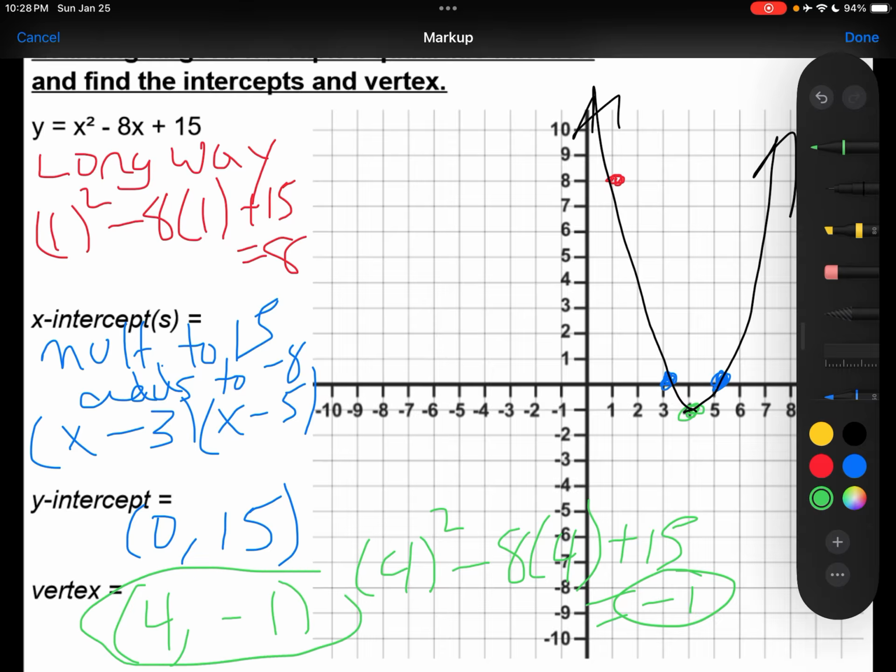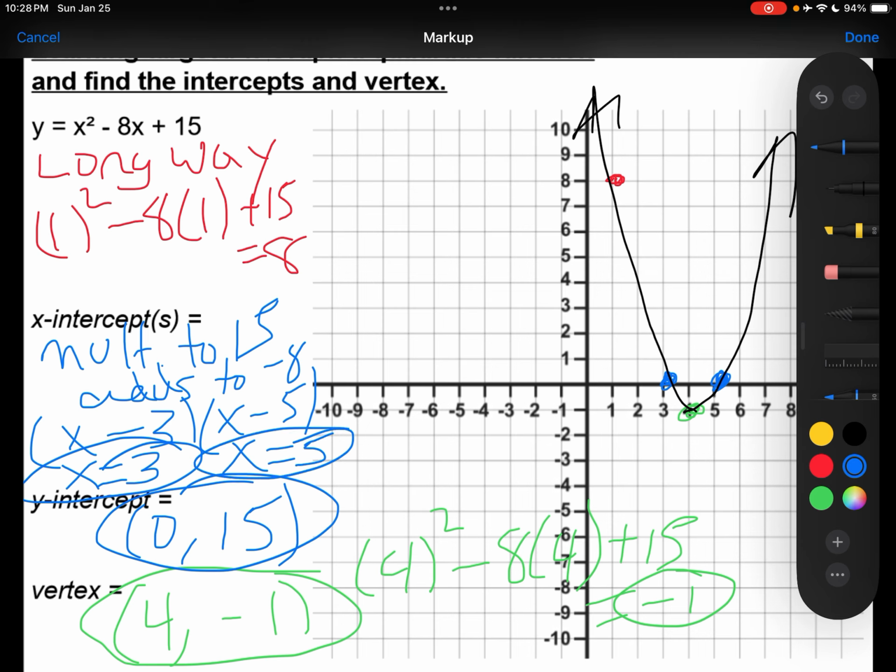So write out my vertex, write out my y-intercept, and take a moment to write out my x-intercepts of positive 3 and positive 5. You could write that as (3, 0) and (5, 0) if you prefer. So if you need to do this the long way, you need to make a table. And it's okay to make a table. Maybe you don't remember how to factor like I did in blue there with the x-intercepts.